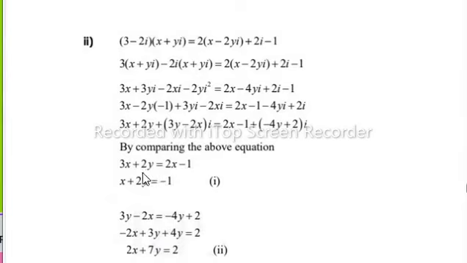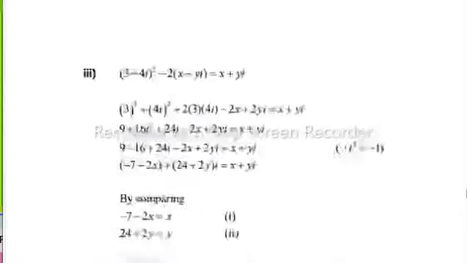first equation, this comparison, 2x will be shifted to the left hand side, then 3x minus 2x, the answer is 1x. Then 2y will be written same as it is, minus 1 will be copied same as it is. Now in the second equation, there are two terms related to y, so minus 4y will be shifted here, then plus 4y plus 3y, answer is 7y, minus 2x will be written same as it is, then plus 2 will be written here. So in the next step, it will be our equation 2.